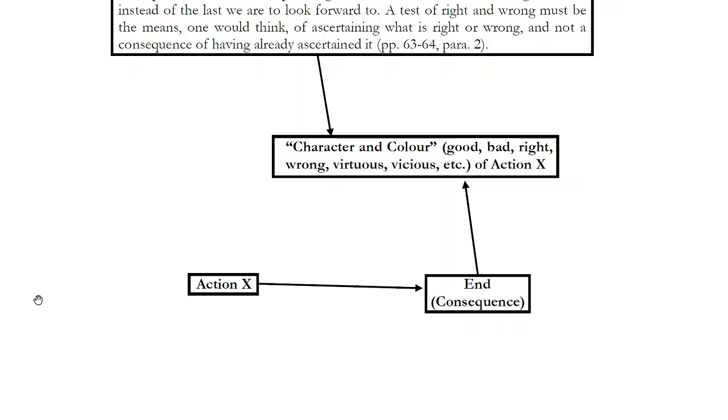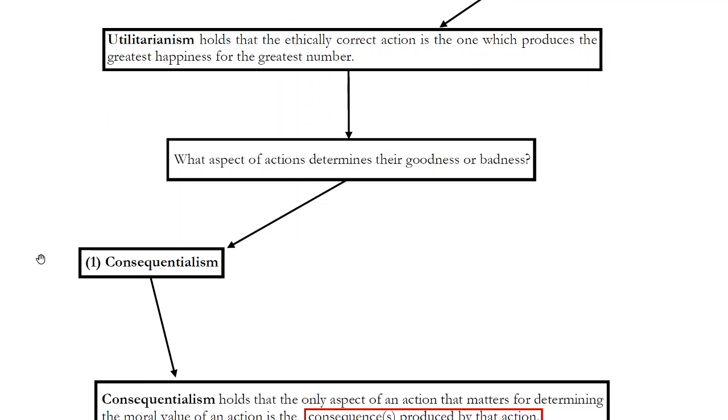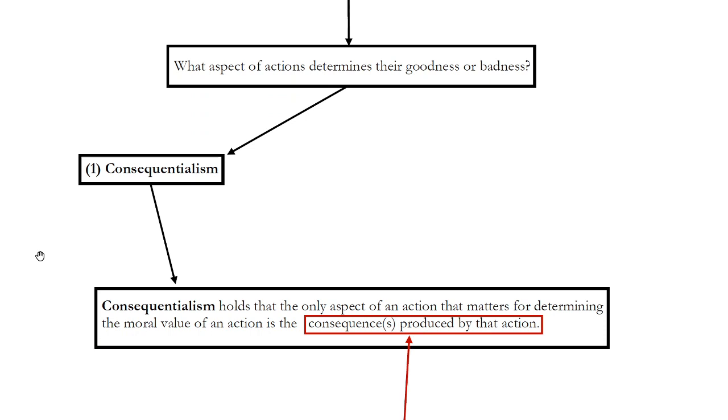And this is the first fundamental aspect of utilitarianism that you need to understand that's going to mark it off from other moral theories, specifically one we'll cover later in this course. And as philosophers, we give a specific name to this aspect of utilitarianism. It's called consequentialism. So you'll recall the theory as a whole says the ethically correct action produces the greatest happiness for the greatest number. But what aspect of actions determines their goodness or badness? The answer that utilitarians give is called consequentialism. And this is the first aspect of the theory.